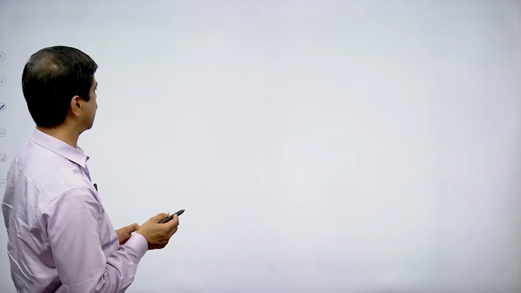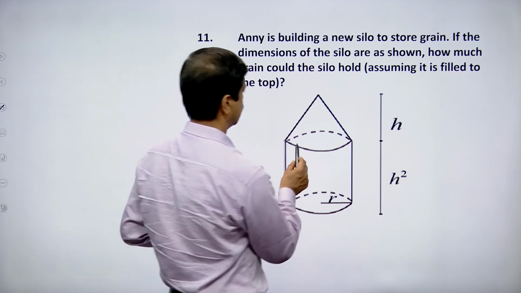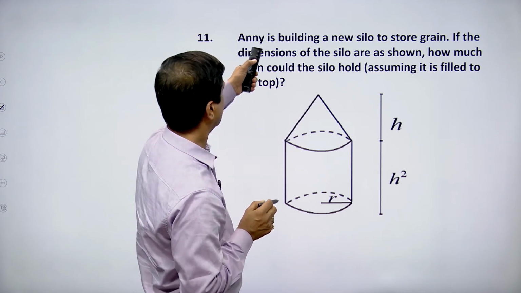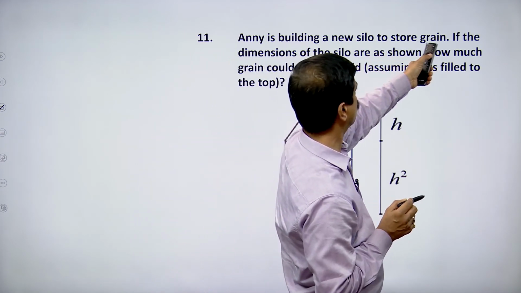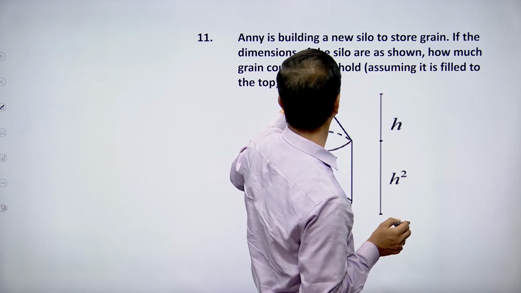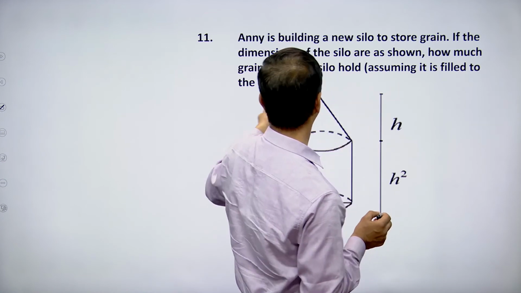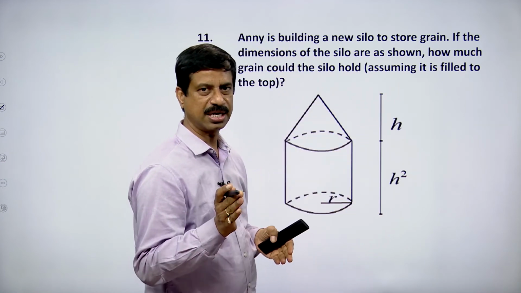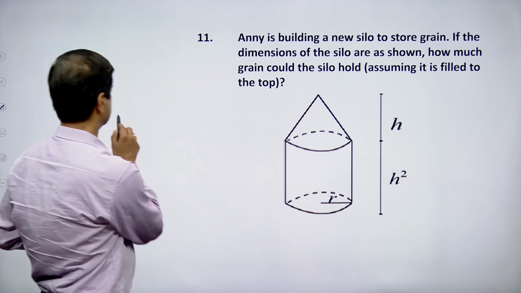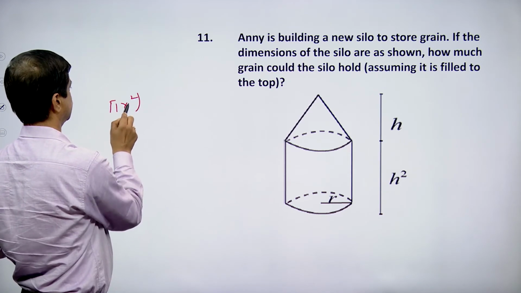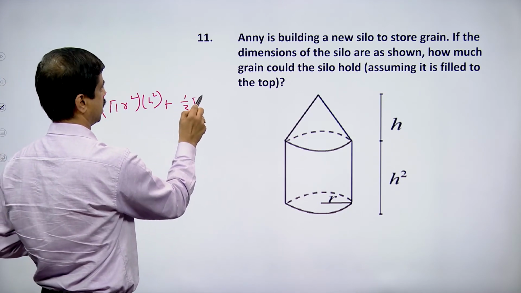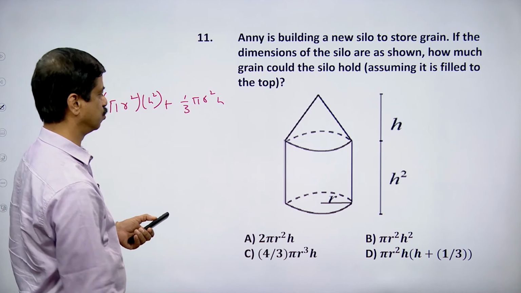Right, children, let us go to the next question. You see, here you have one cylinder and one cone. Annie is building a new silo to store grain. If the dimensions of the silo are shown, how much grain could the silo hold, assuming it is filled to the top? Means total grain that can be filled is volume of cylinder plus volume of cone. Volume of cylinder is pi r square h plus volume of cone is 1 by 3 pi r square h.